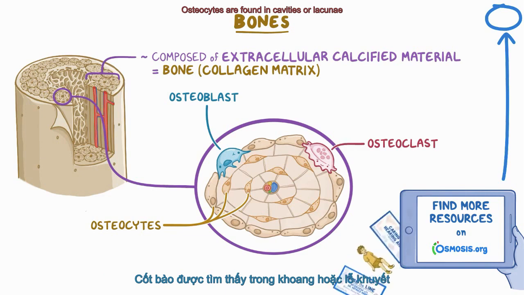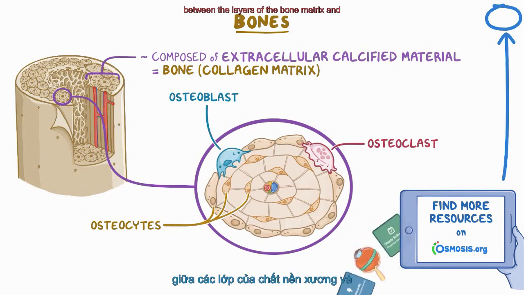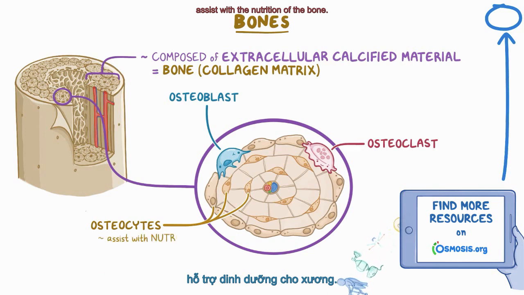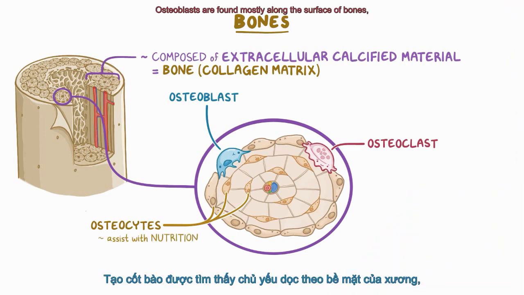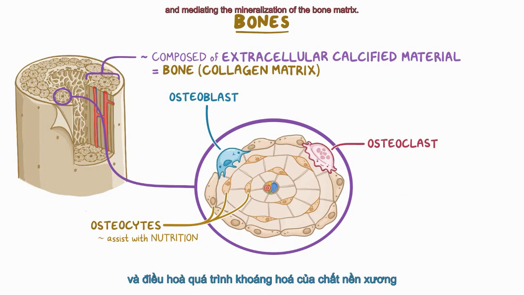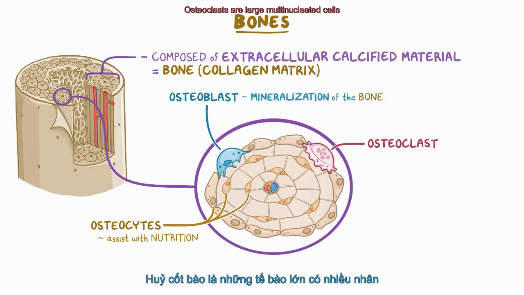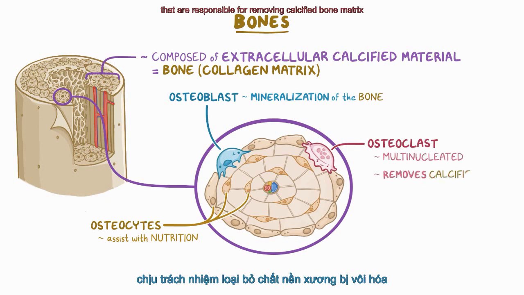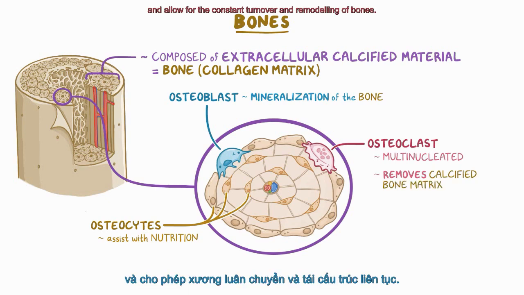Osteocytes are found in cavities, or lacunae, between the layers of the bone matrix and assist with the nutrition of the bone. Osteoblasts are found mostly along the surface of bones, but also within the bone matrix itself. They are responsible for both synthesizing and mediating the mineralization of the bone matrix. Osteoclasts are large multinucleated cells that are responsible for removing calcified bone matrix and allowing for the constant turnover and remodeling of bones.